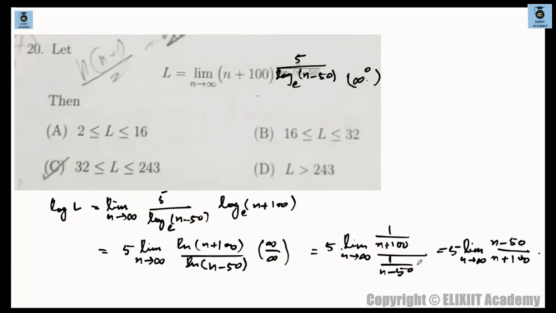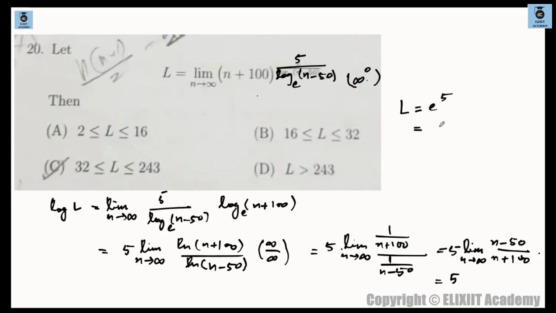Okay. So once again, if you use this L'Hopital's rule, you will be getting 1 by 1. Once again, differentiate this thing. You'll be getting 1 in the numerator and 1 in the denominator. So the value of this limit will be 5. So log of L is 5. So L is what? L is e raised to the power of 5.